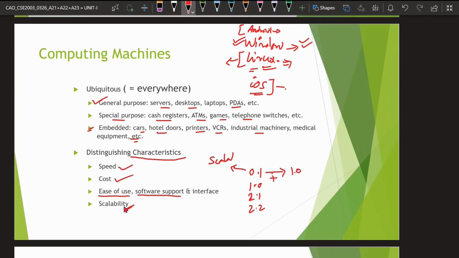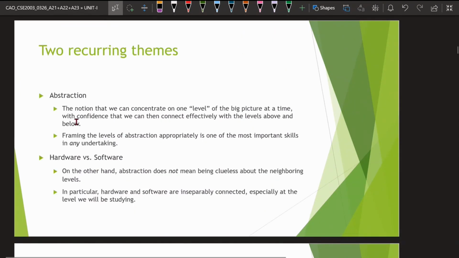So if it is scalable, there will be more demand in the market. Two points we are going to consider here: abstraction, what an abstraction is, and the difference between hardware and software. Abstraction is like this: suppose we are going to study computers or computer organization, CAO. Before studying CAO, we should know the basic components of the computer.